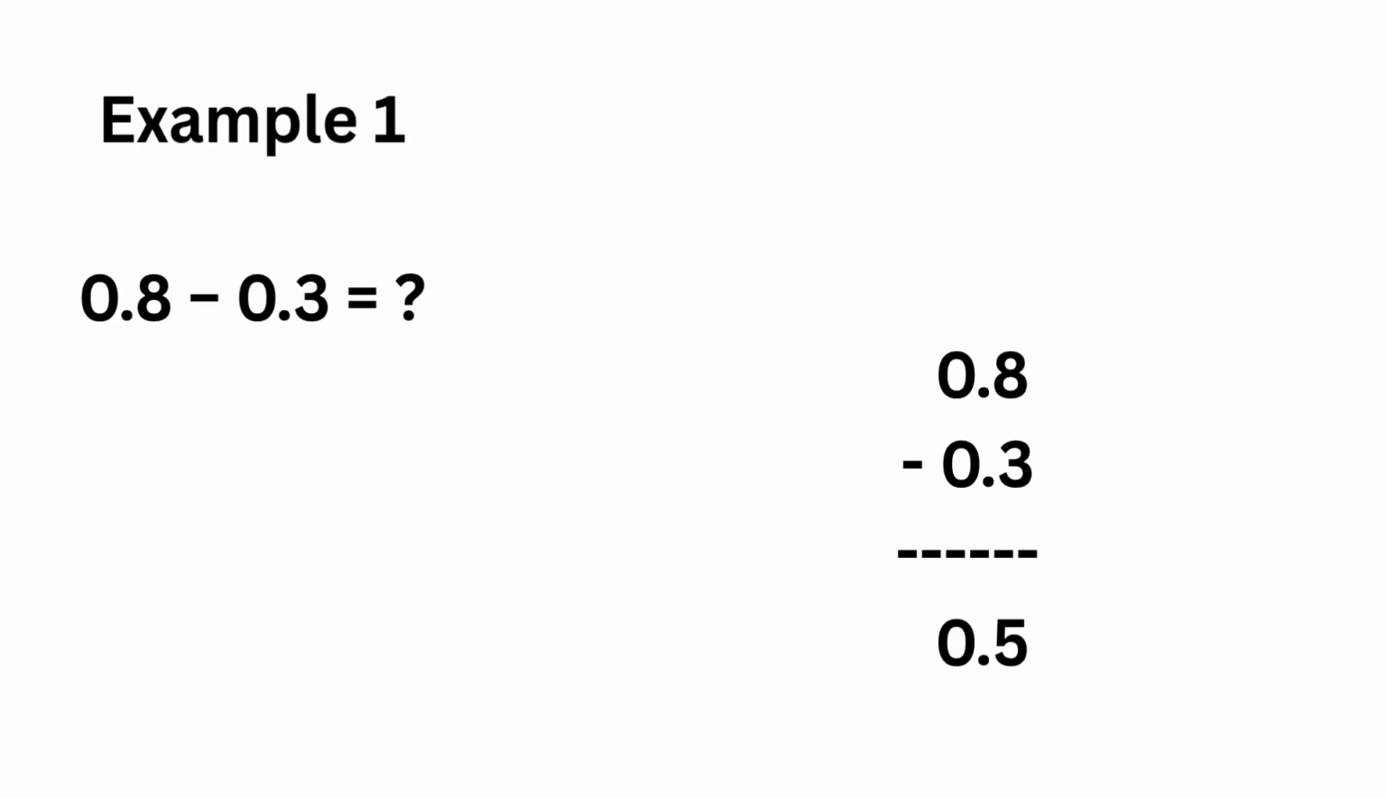Okay, let's start with an easy one. 0.8 minus 0.3. First of all, you line them up properly. Then you subtract. 8 minus 3 gives you 5. Then you bring down your decimal point straight down. So you have 0.5. 0.5 is our answer. Easy peasy. But let's not celebrate too early.